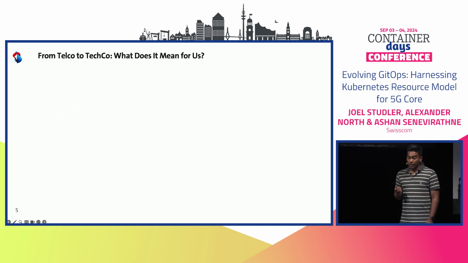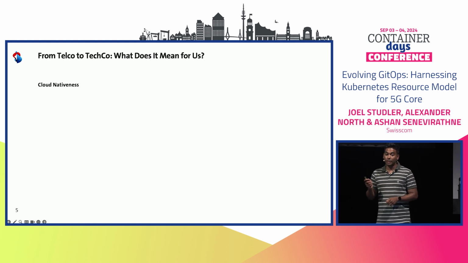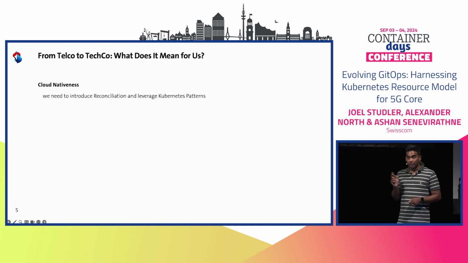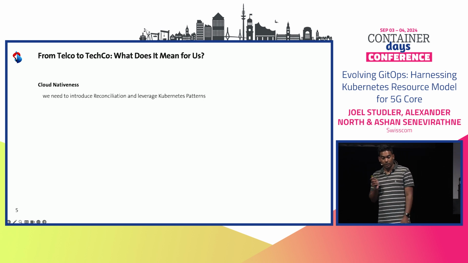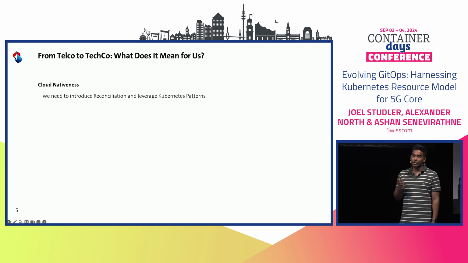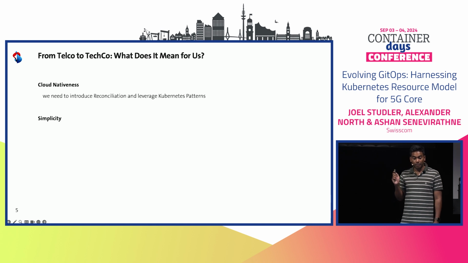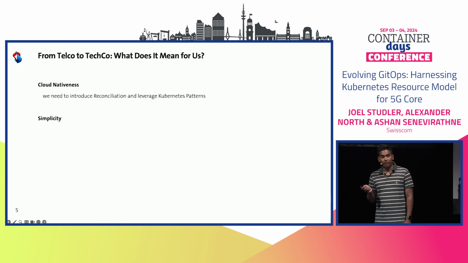So, telco to techco, what does it mean for us? I would like to boil it down into three principles. Cloud nativeness. We are all in on Kubernetes. We want to introduce reconciliations and Kubernetes patterns for our network and infrastructure to make them more resilient and also scalable. We would like to introduce simplicity.